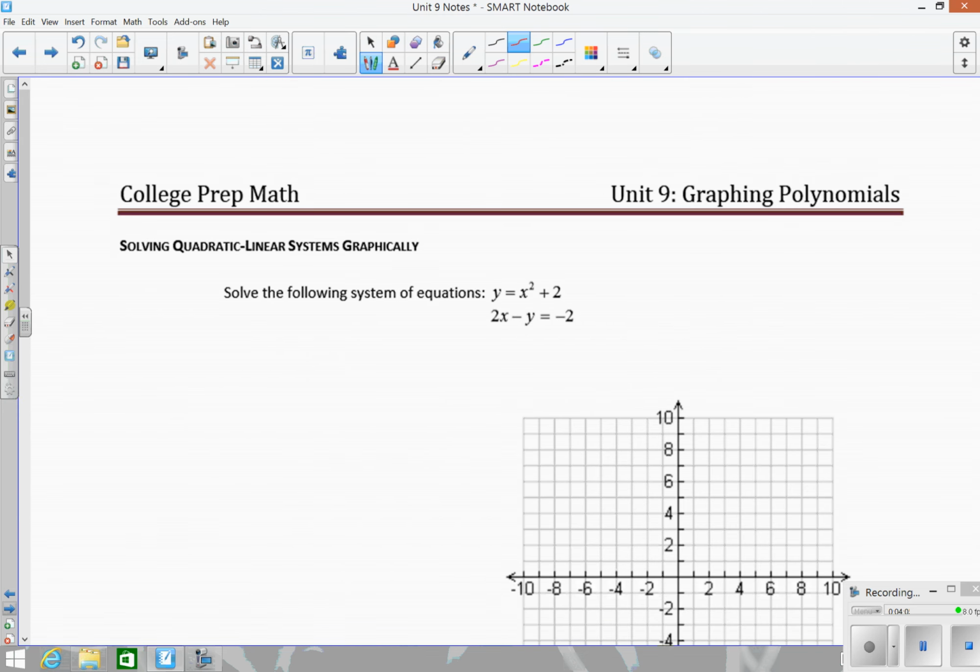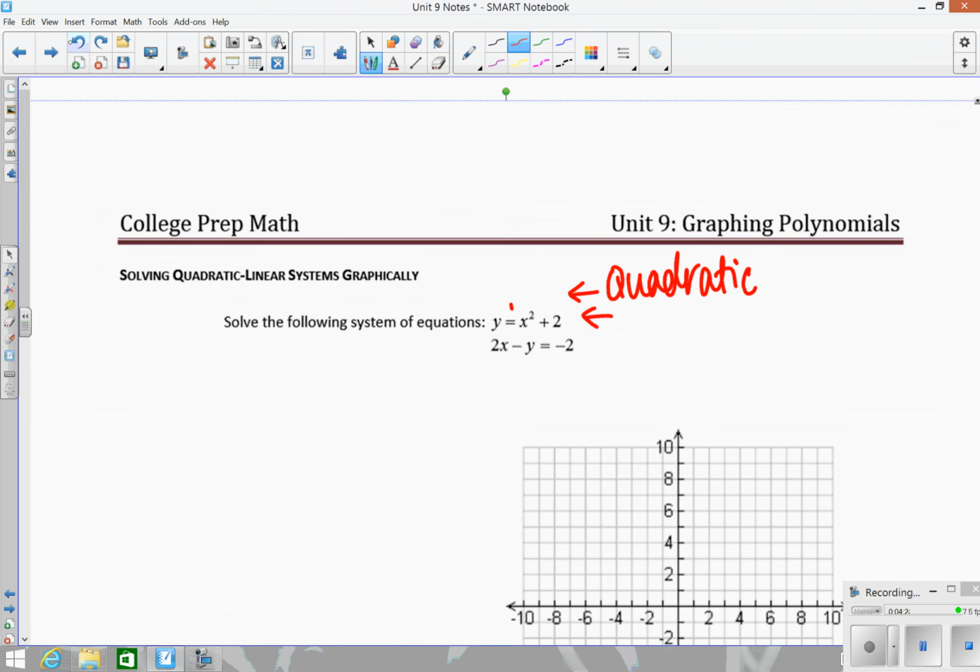And I know that it's a quadratic linear system because in this first equation, I have an x squared, so that's going to be my quadratic part. And then I know that I have to have a line for the second equation because my x is to the first power. So this would be my linear part.